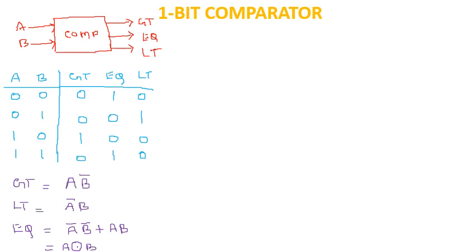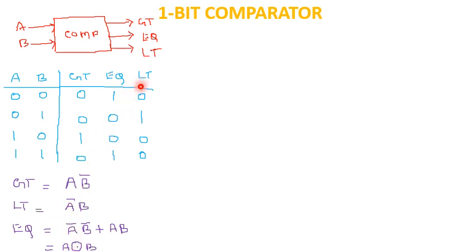From the truth table, we can write the expressions for the 1-bit comparator. So GT, or greater than, is 1 only for the combination A B bar. Okay, and equal is 1 for two combinations, that is A bar B bar and A B. So equal is A bar B bar plus AB. So this is nothing but an XNOR operation.